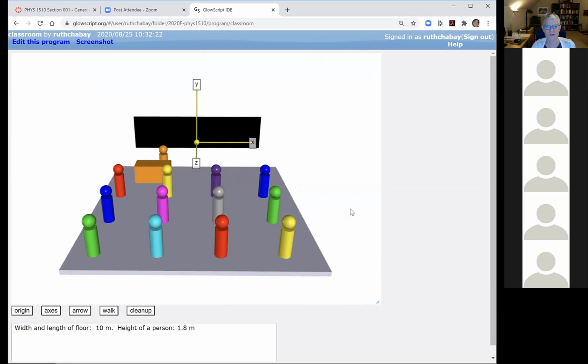And what that means is that if you take your right hand and you point your thumb in the direction of x with the palm facing toward you, and your first finger in the direction of y, then your second finger should point out toward you in the direction of z. And so that's your right hand.